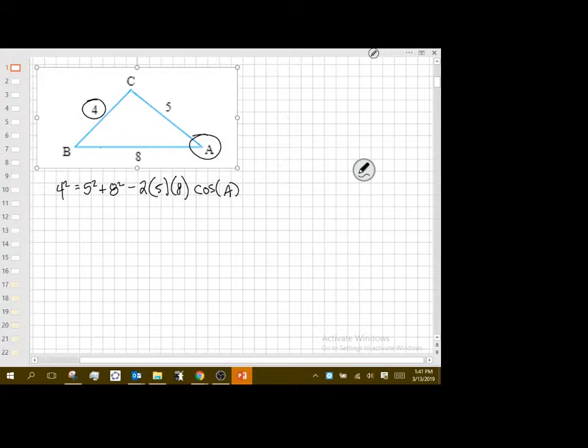Okay. Now, at this stage, guys, a lot of people are doing this, which is perfectly fine. They're saying, well, this turns into 16. This turns into 25. This is 64. Okay, does everybody agree with that? Now, this here is going to be 80, isn't it? Minus 80. And we've got cosine of A. And at this stage, I'm getting a lot of people to take the 25, add to the 64, subtract 80.